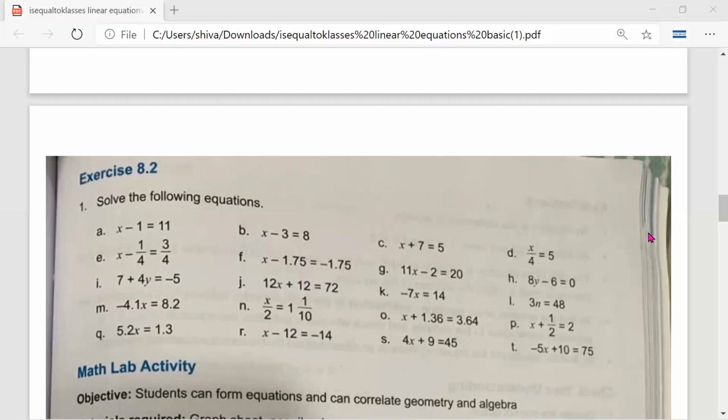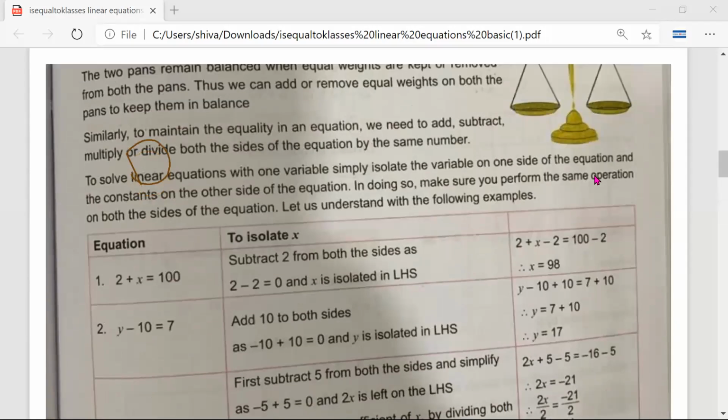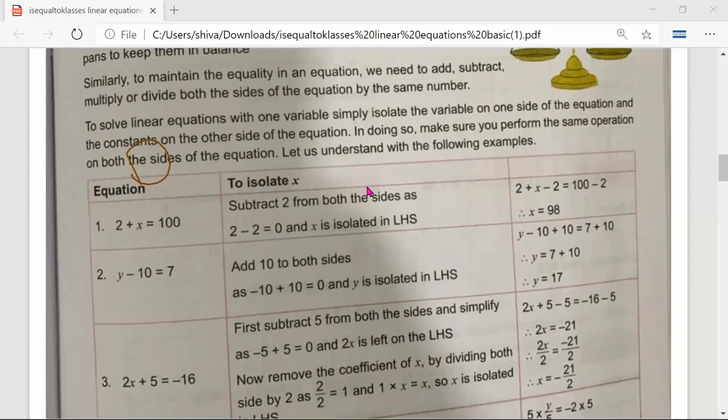So, Mr. Sarthak, we'll be solving these equations today. And before we start solving the equations, I'll just take you through the ways in which an equation can be solved.